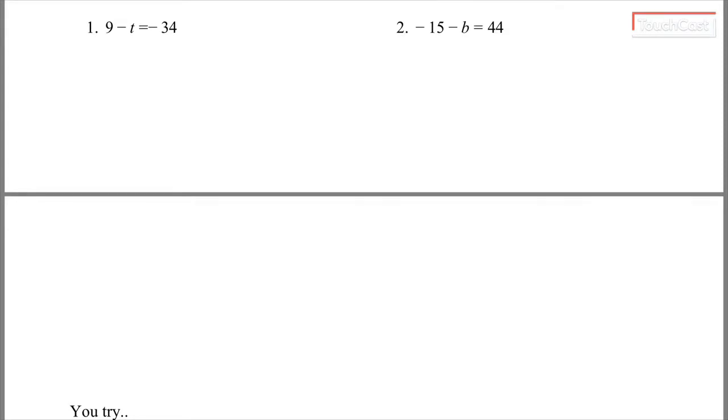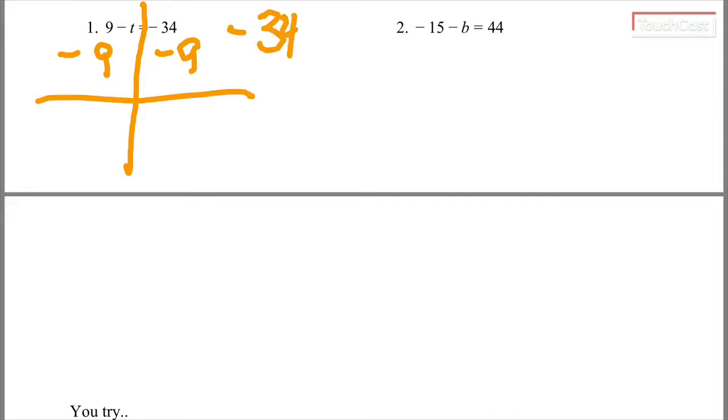9 minus t equals negative 34. This one gets a little tricky because you have a negative in front of the t, but don't let it confuse you. Subtract 9 off both sides. Okay, don't forget your KFC. Negative 34 minus 9, keep, flip, change. That's going to be a negative 43. Okay, negative t equals negative 43.